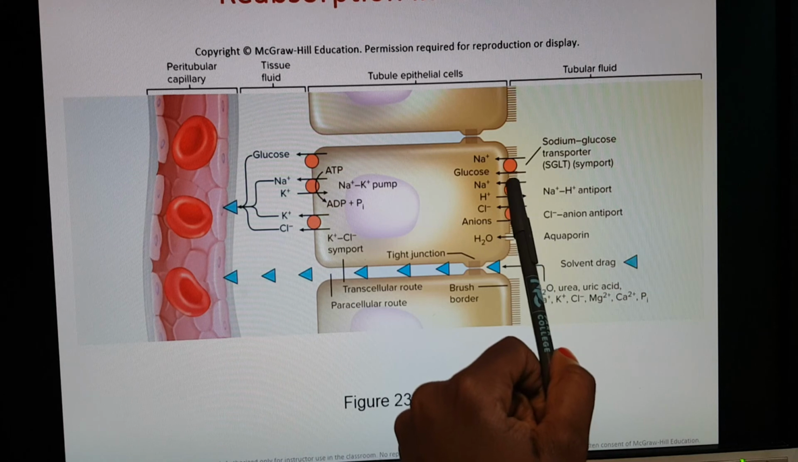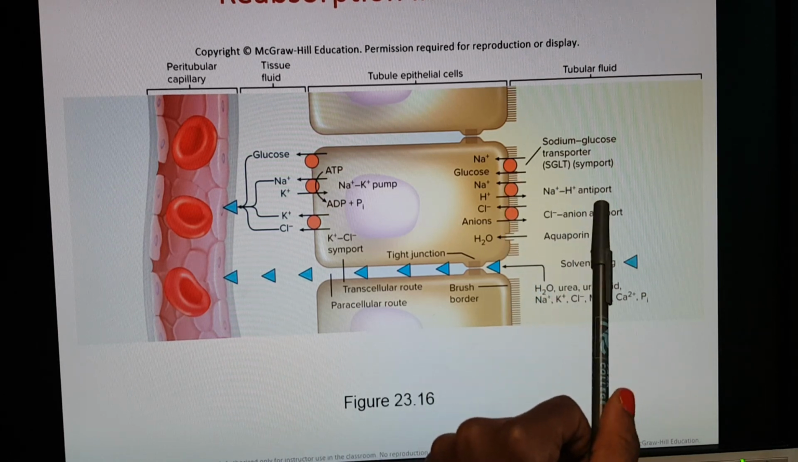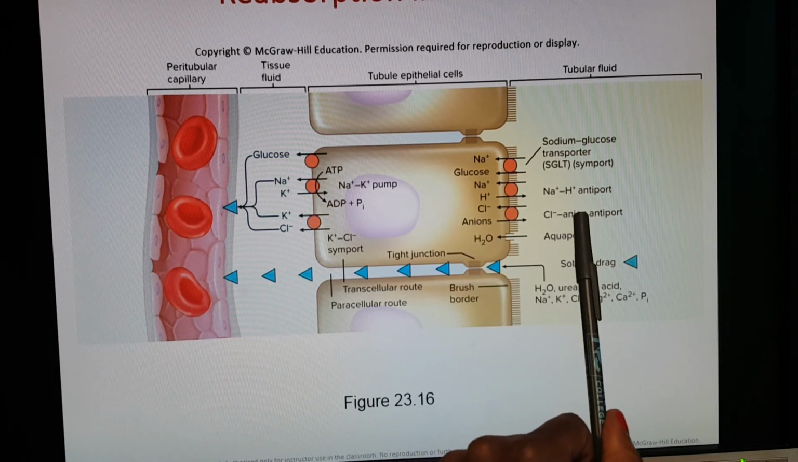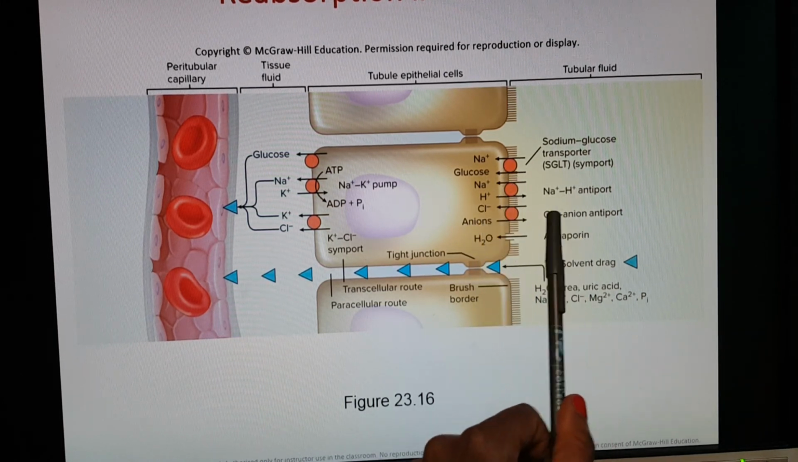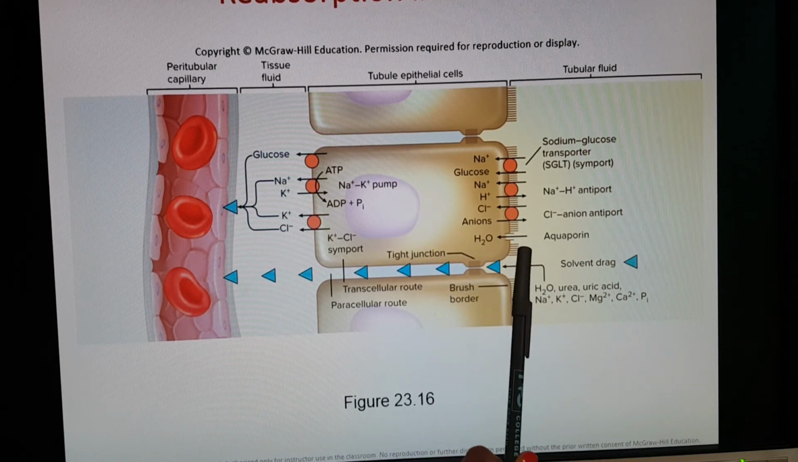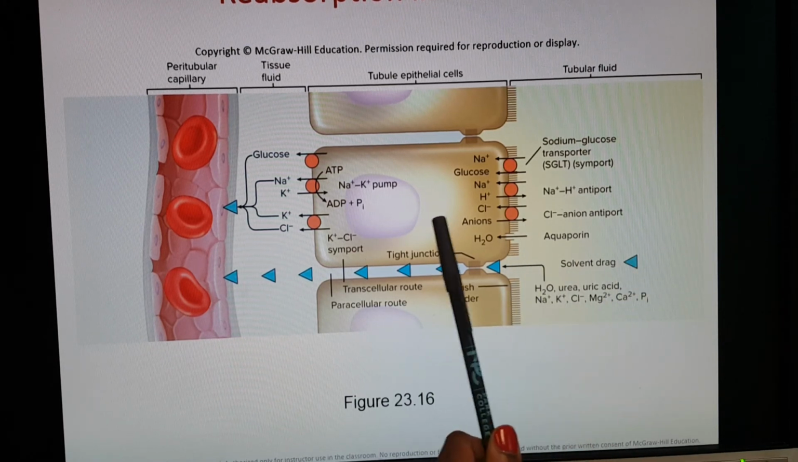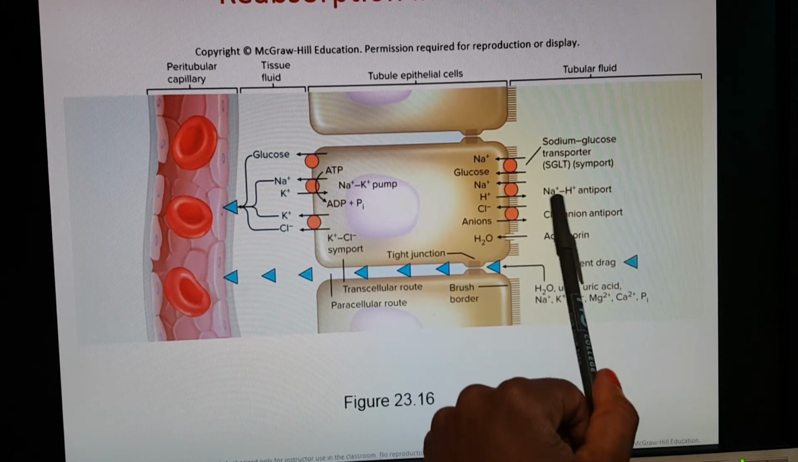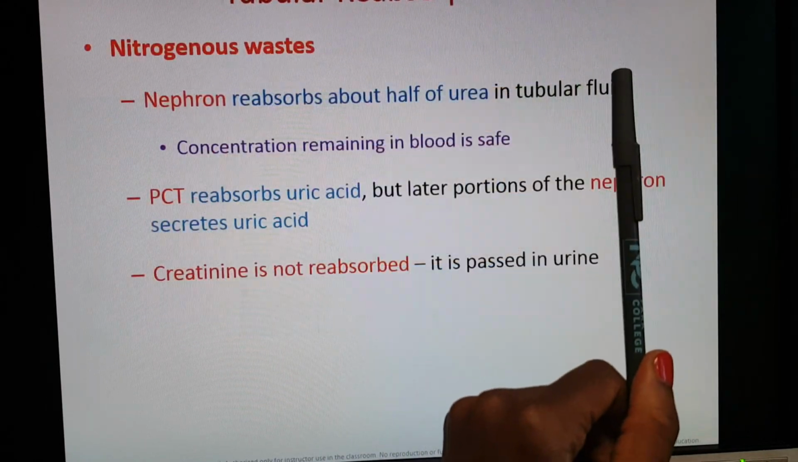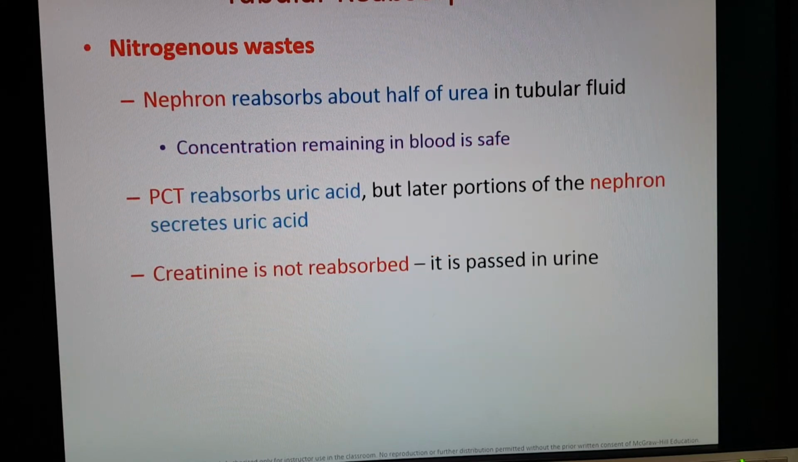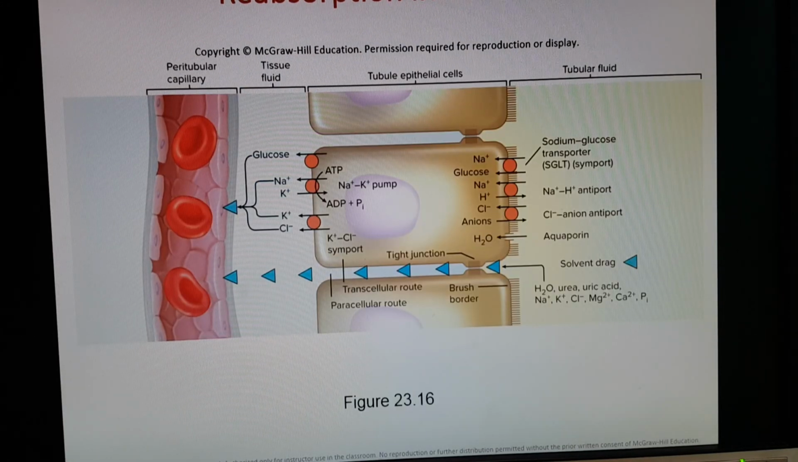Sodium-hydrogen antiport, so going opposite directions. Chloride and other anions are going through antiport, so this one's actually attracted to the sodium going down its concentration gradient. Aquaporins, so this comes a little bit more important later, but again, bringing in that water that our body wants to reabsorb, bringing it back from that tubular fluid so that we can conserve the water that our body has.